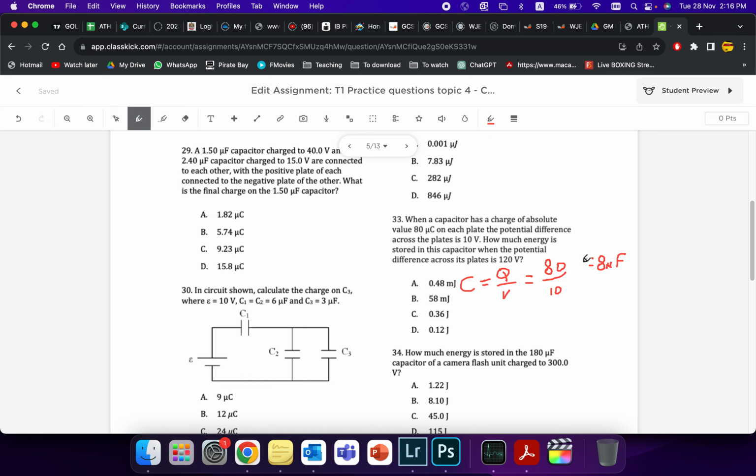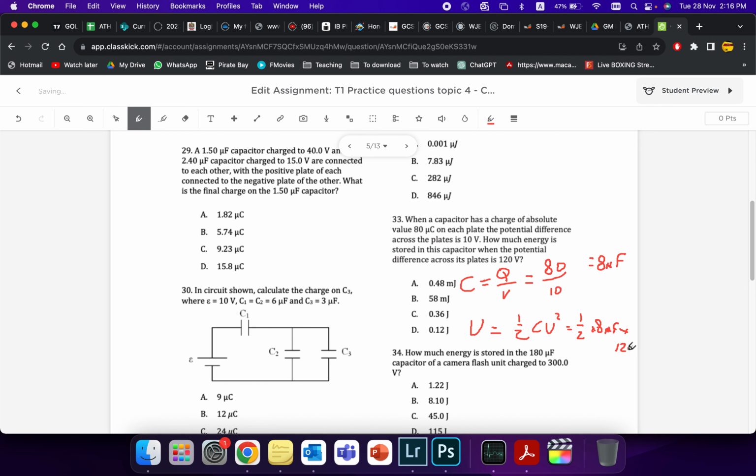Once I've figured that out, I know the capacitance is going to be constant, 8. The capacitance won't change. What does it ask for? Energy stored. I have a new V, so I can just do a half CV squared. A half times the capacitance, which we figured out is 8 microfarads. Multiply that by 120.